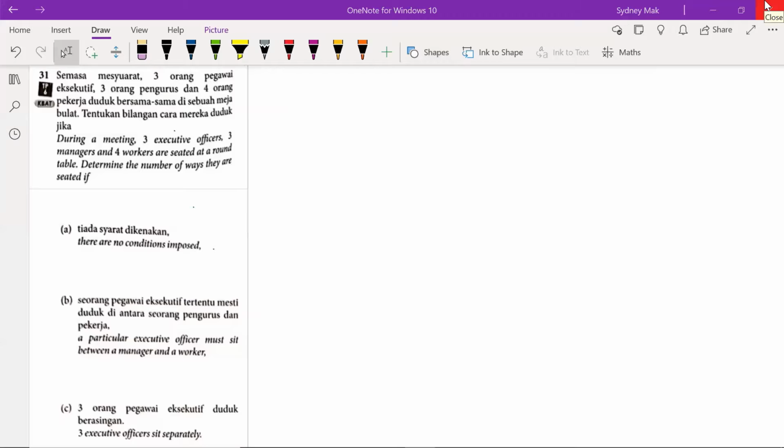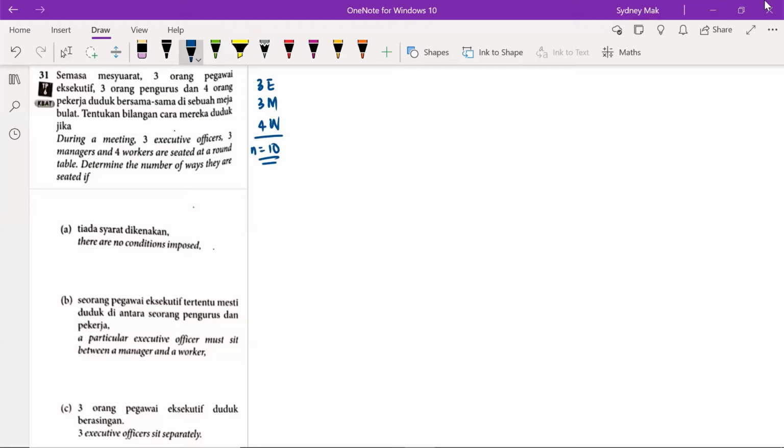Hi everyone, this is Practice Formatif, Chapter 4, question number 31. During a meeting, 3 executive officers, 3 managers, and 4 workers are seated at the round table. We have to determine the number of ways they are seated if there are no conditions imposed. So over here, 3 executive officers and 3 managers and 4 workers. All in all, we have n equals to 10.